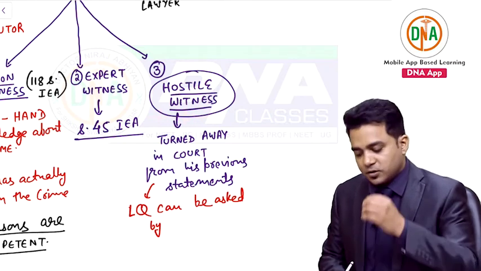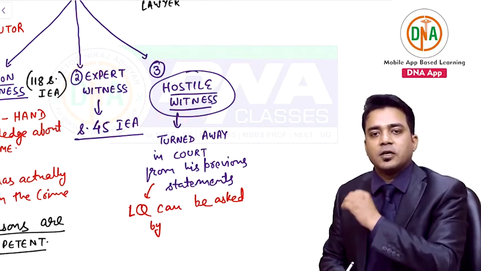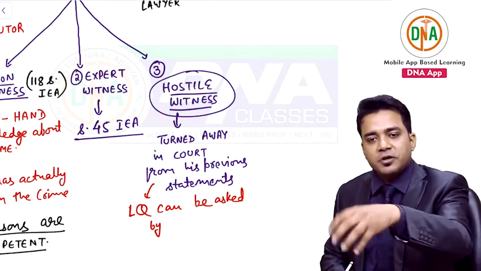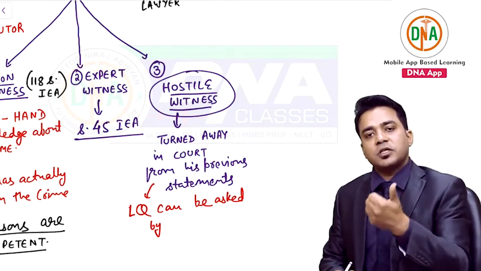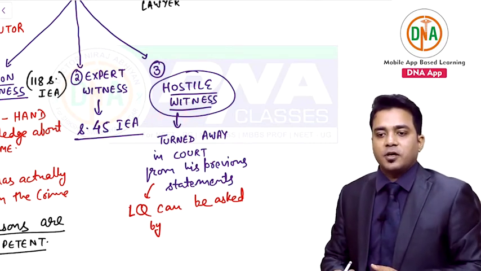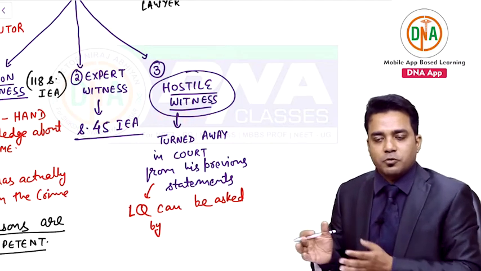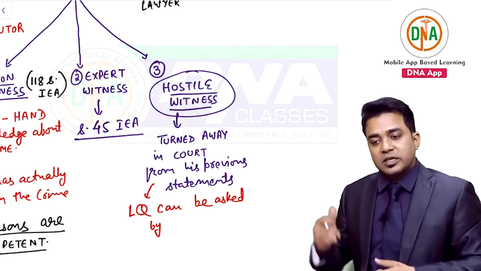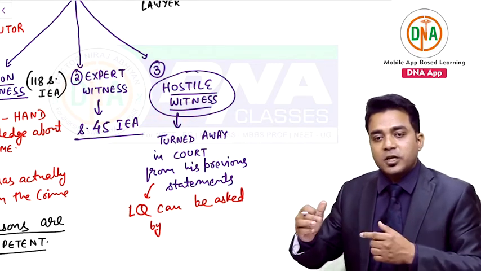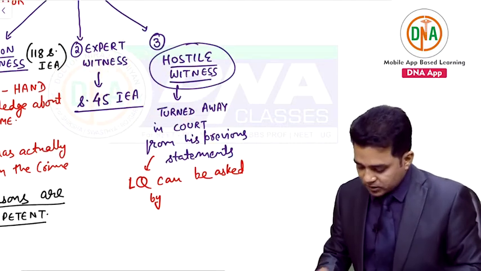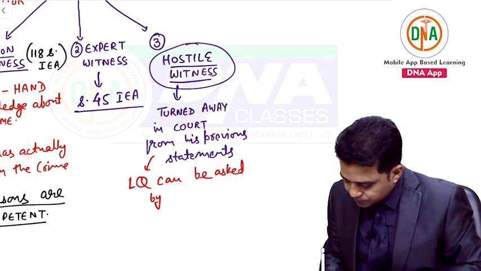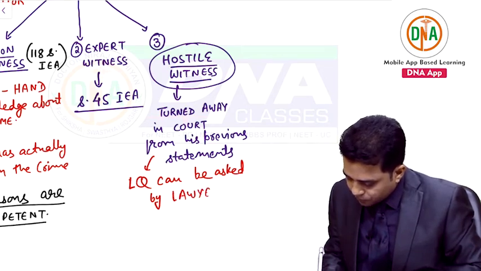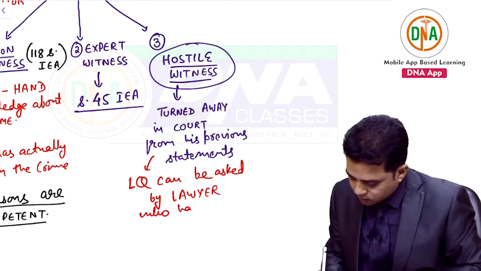Suppose the defense lawyer has brought forward a witness. His first examination will be done by the defense lawyer, that is examination in chief. Now, if the witness is hostile, leading questions will be asked by the defense lawyer himself. If a witness has been called by the public prosecutor, suppose a forensic expert has been called by the public prosecutor and has turned hostile, leading questions in such a scenario will be asked by the public prosecutor during examination in chief. This is the exception. They can be asked by the lawyer who has called the witness.